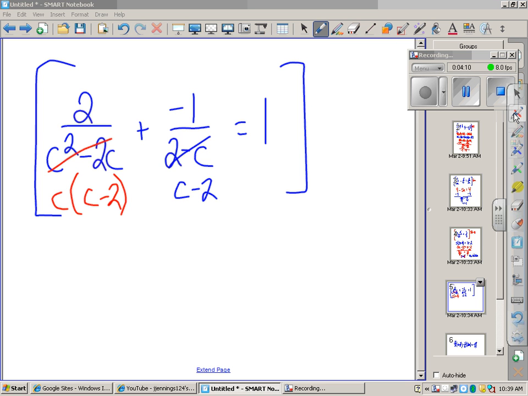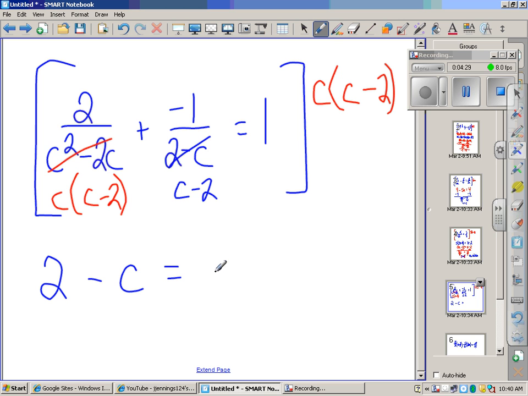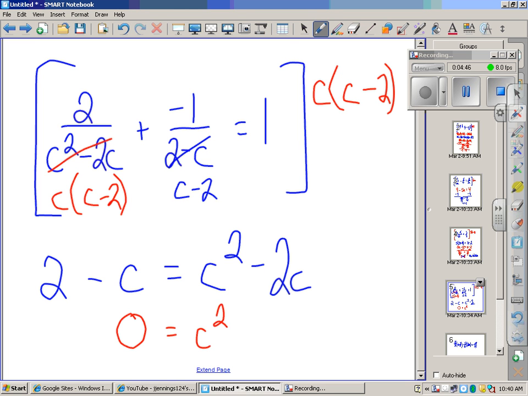And now I'm going to multiply through by the LCD, which is c times the quantity of c minus 2. So we multiply through by this. That cancels out, and you're just left with 2. You're left with minus c, and then you get c squared minus 2c. At this point, you remember back to chapter 5 with factoring and solving equations, you have to set one side equal to 0. So we're going to set the left-hand side equal to 0. You get c squared minus c minus 2.